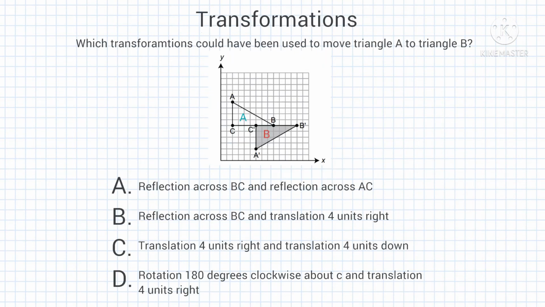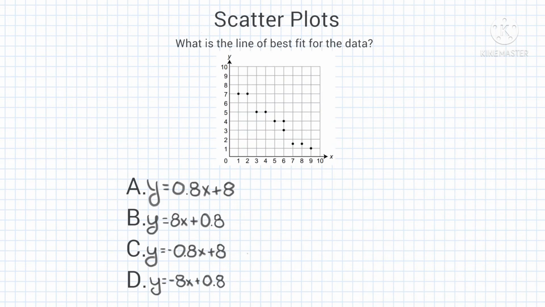The 10th question is on transformation. To map triangle A onto triangle B, you need to reflect it across the bottom side of the triangle. Then move it 4 units to the right to match up, so B is the answer. Next one is on scatter plots.